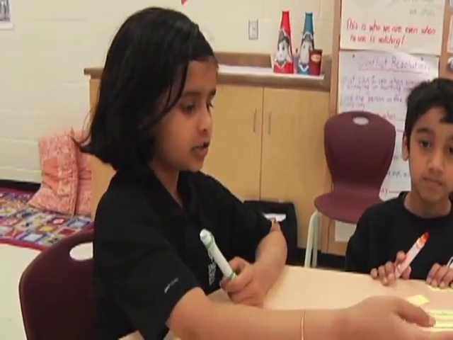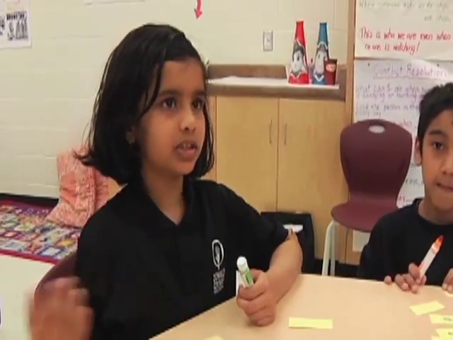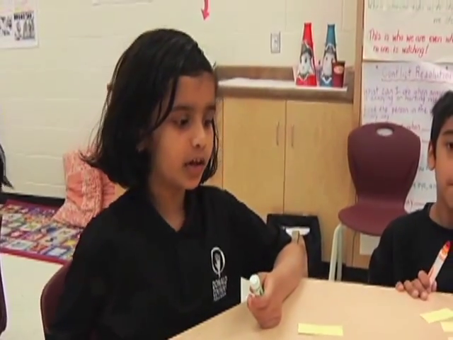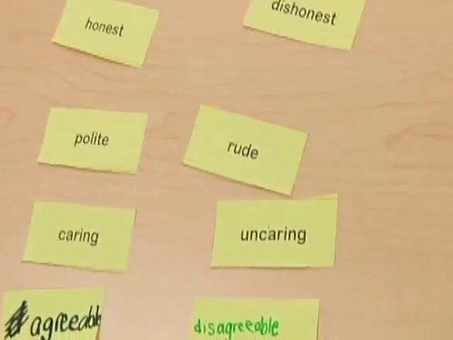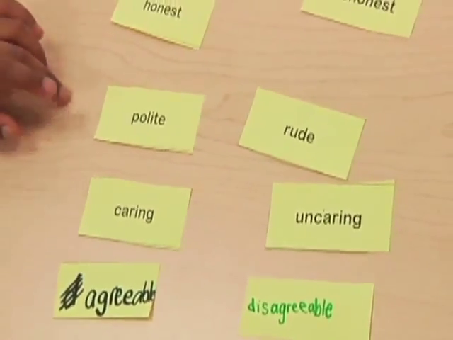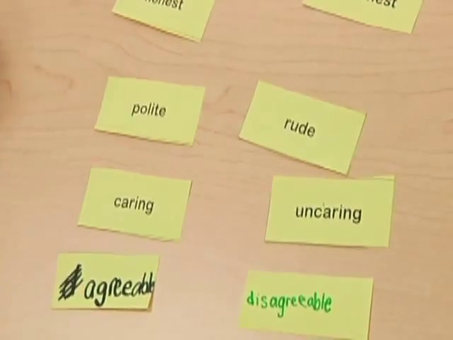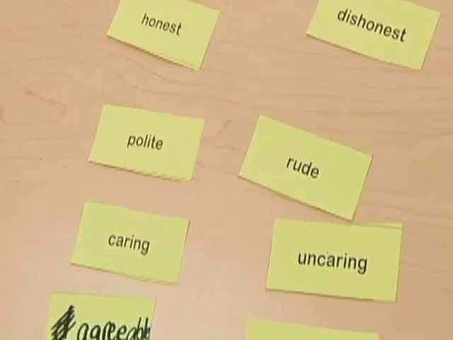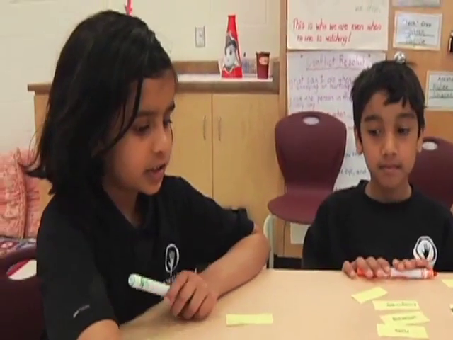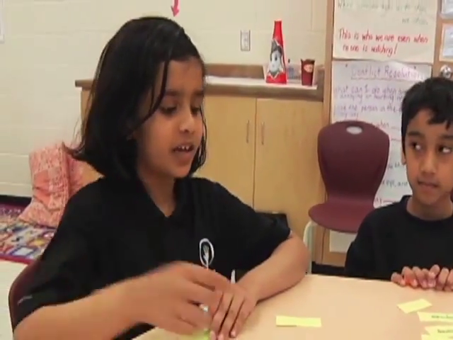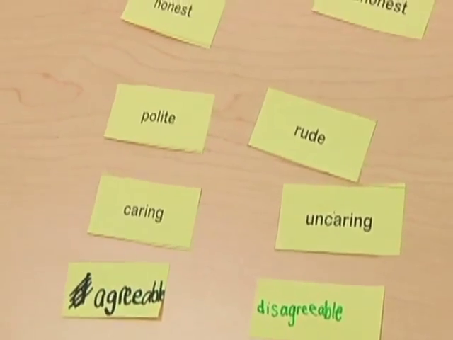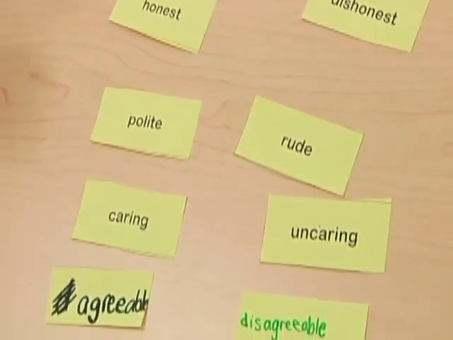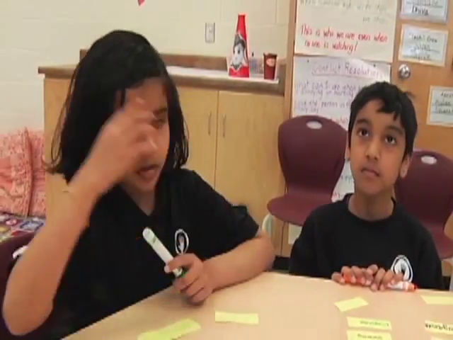We had to do one way, which is the positive way, and a negative way, and then we switched it by doing opposites. And the positive way is respectful, responsible, honest, polite, caring, and agreeable. And the negative way is disrespectful, irresponsible, dishonest, rude, uncaring, and disagreeable.